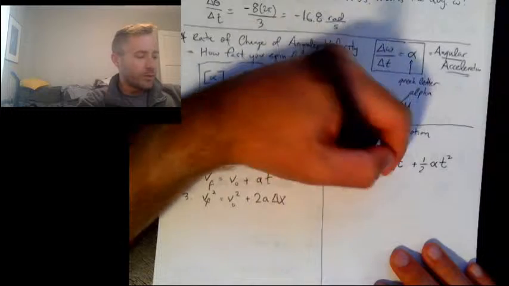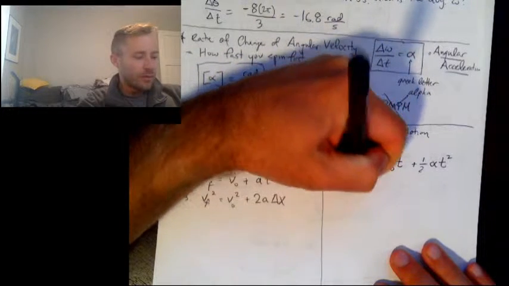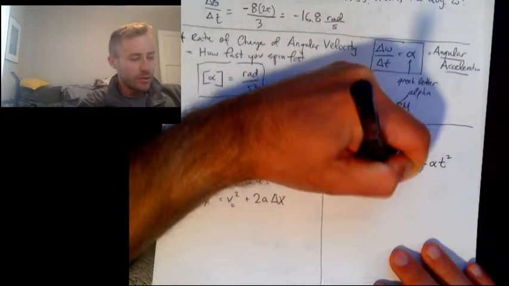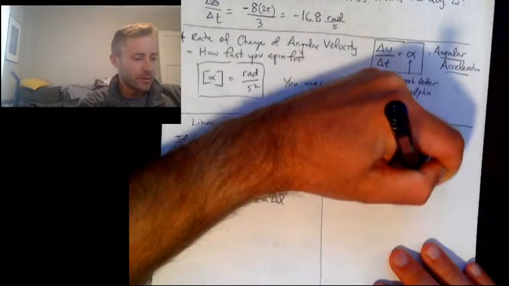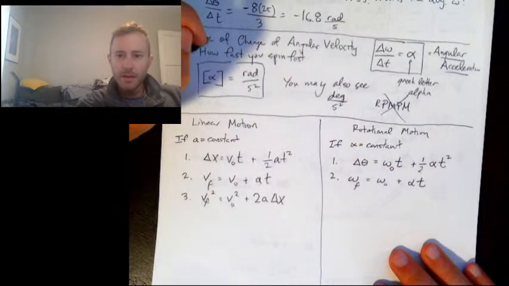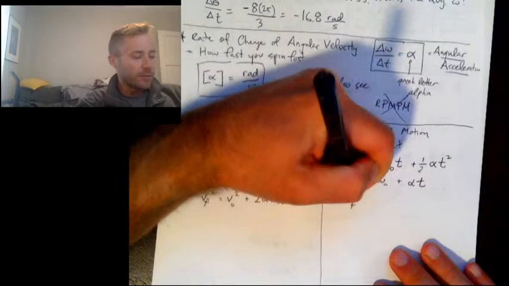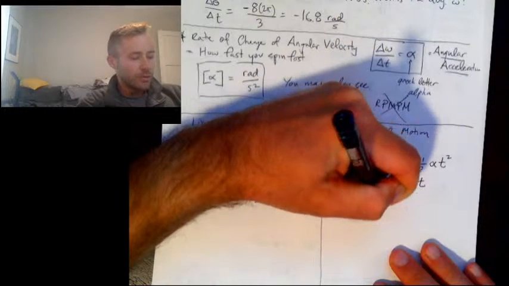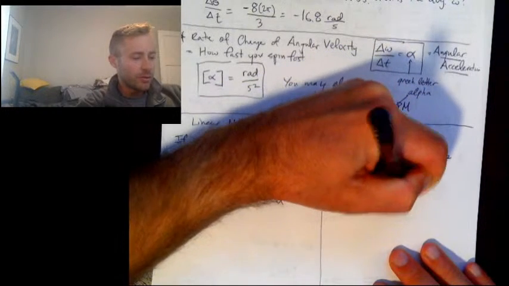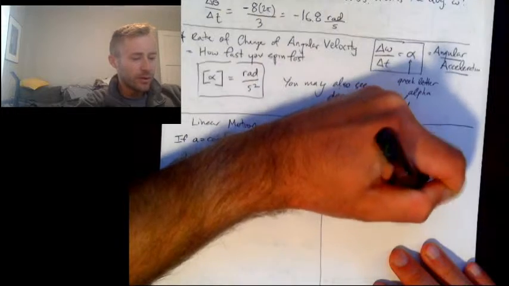The second equation is going to be omega final equals omega initial plus alpha times time. And the third equation is going to be omega final squared equals omega initial squared plus 2 alpha delta theta.